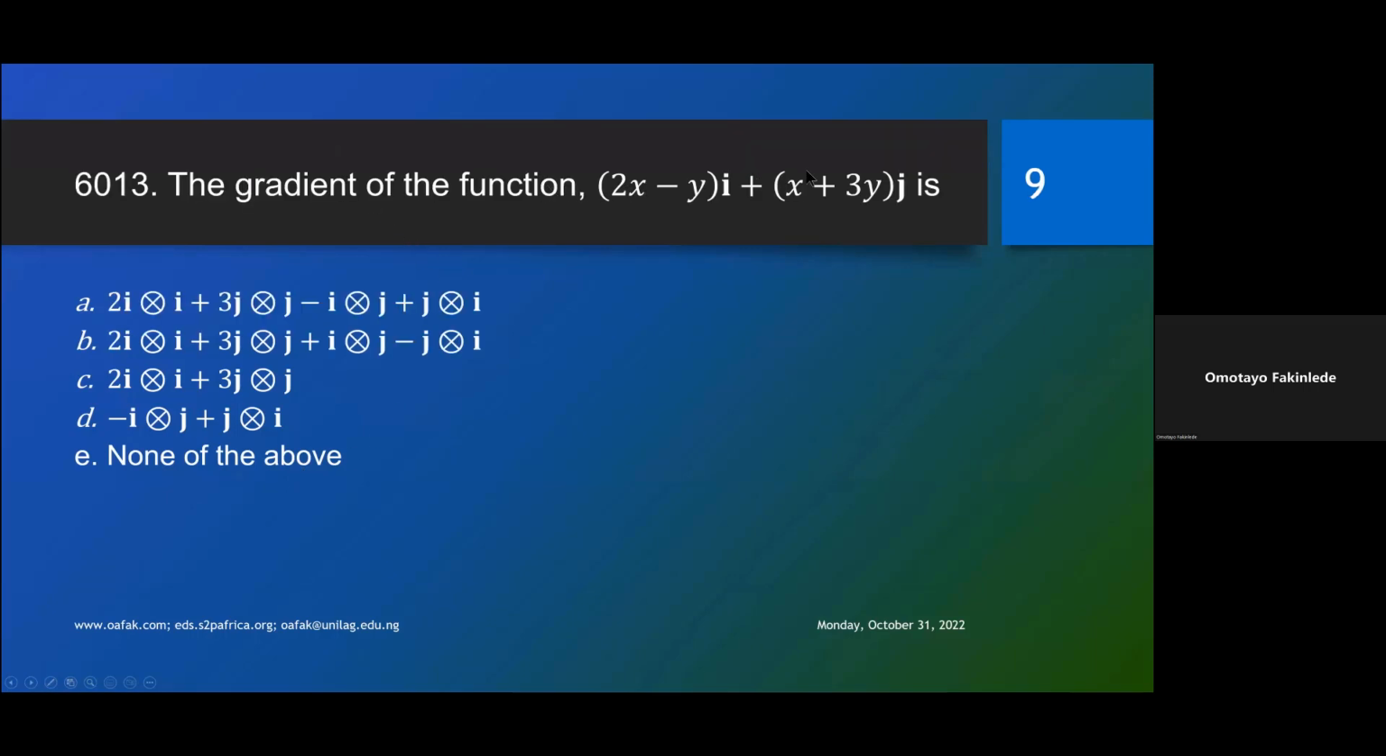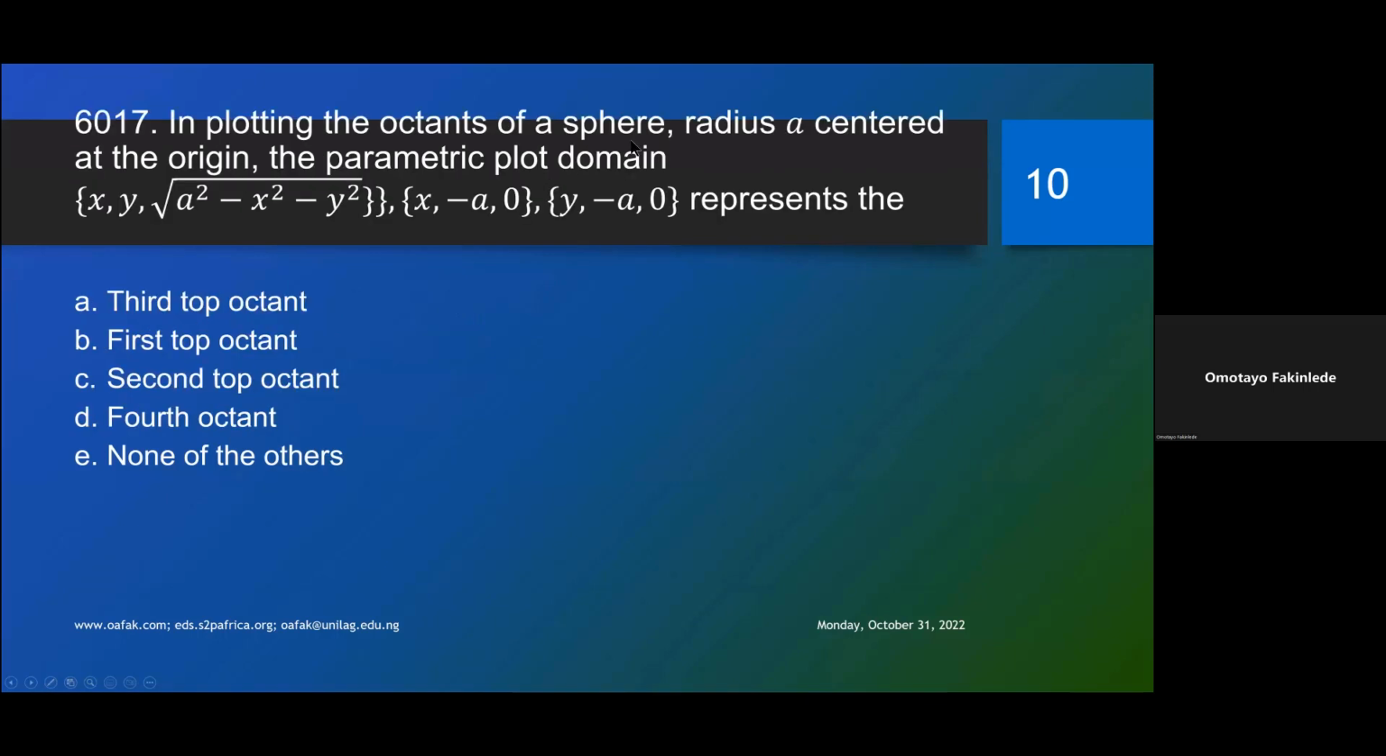The gradient of the vector function is a second order tensor. And if you look at the formula we have, it is 2I circle times I plus 3J circle times J minus I circle times J and so on. So this is the correct answer here from the formula for gradient, which you have seen over and over again in some of the examples we have walked through.